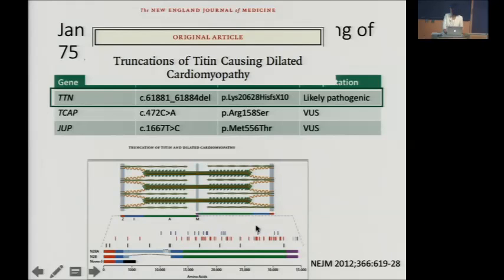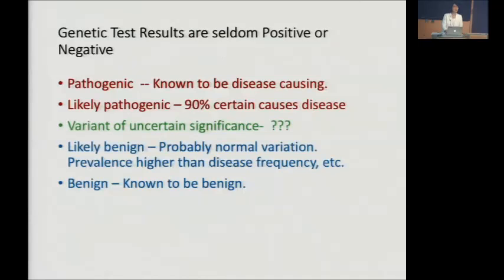So one point that I want to make is that genetic test results are rarely positive or negative, so they're not straightforward. Instead, the results of any genetic test can be pathogenic, or what people call a mutation, benign, or uncertain significance. In addition, labs have come to add 2 additional categories, so a total of 5. They've classified things as likely pathogenic if they're 90% certain it causes disease, or likely benign, where there's some evidence it's benign, but not enough to be totally certain.